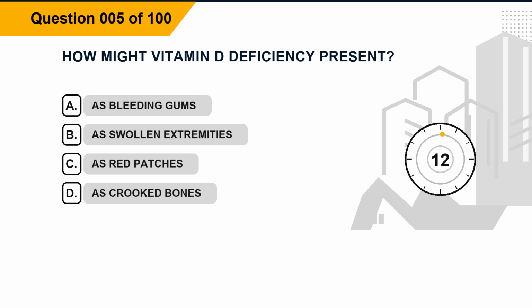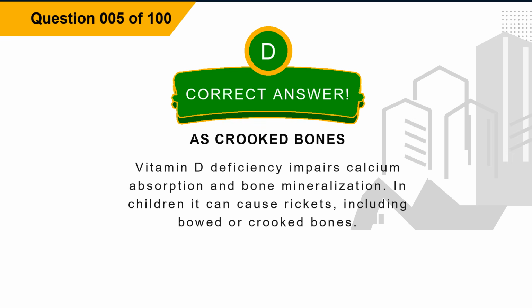Question 5. How might vitamin D deficiency present? Option A, as bleeding gums. Option B, as swollen extremities. Option C, as red patches. Option D, as crooked bones. The correct answer is option D, as crooked bones. Explanation. Vitamin D deficiency impairs calcium absorption and bone mineralization. In children it can cause rickets, including bowed or crooked bones.